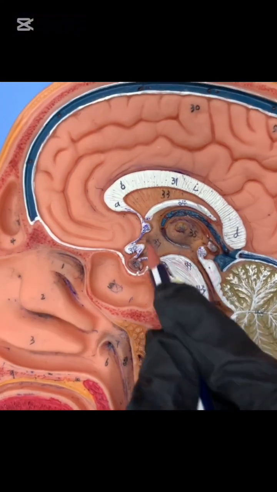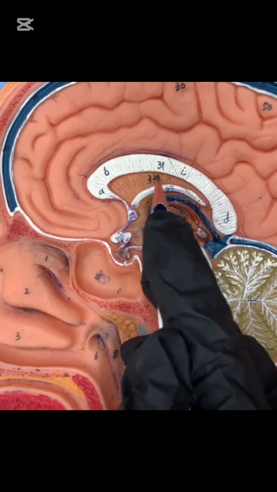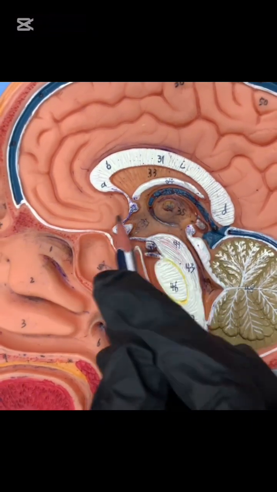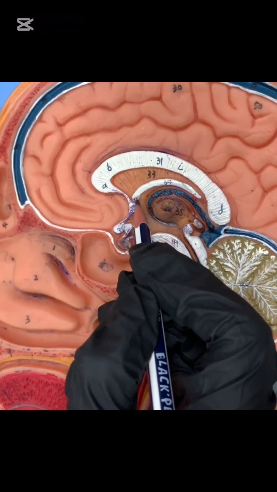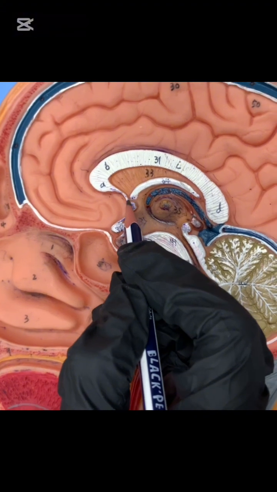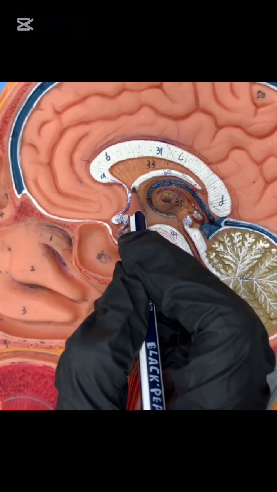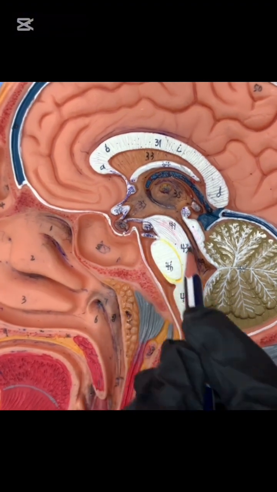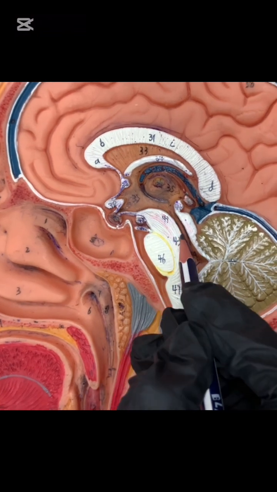sulcus. The third ventricle is connected to the lateral ventricle above by this foramen, which is the interventricular foramen, also called the foramen of Monro, and it is connected to the fourth ventricle by the cerebral aqueduct.